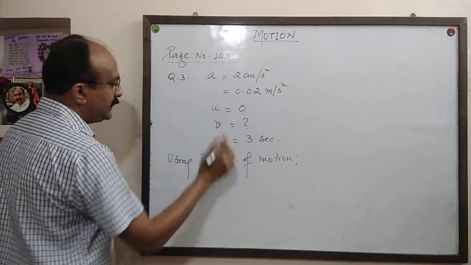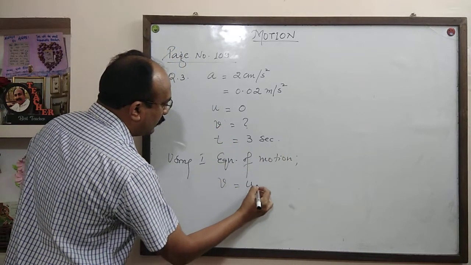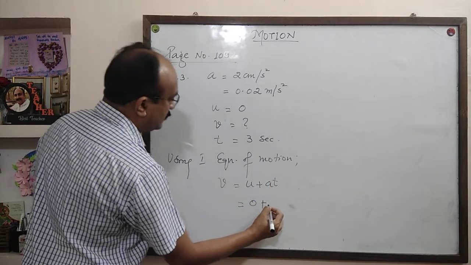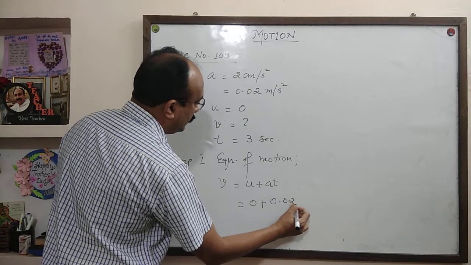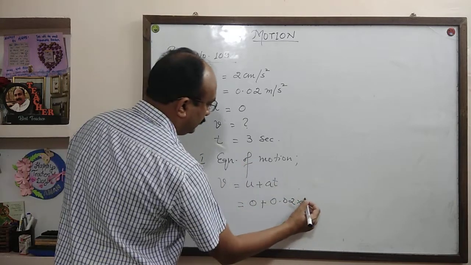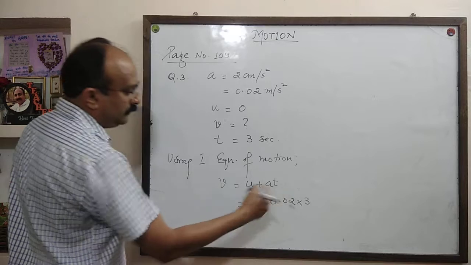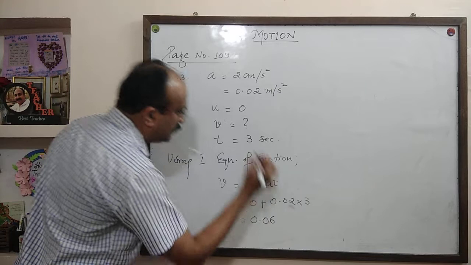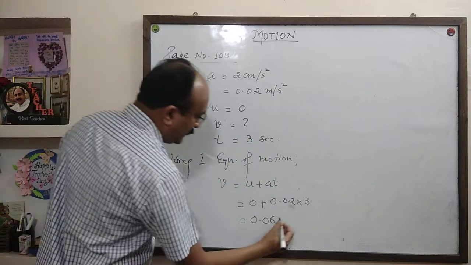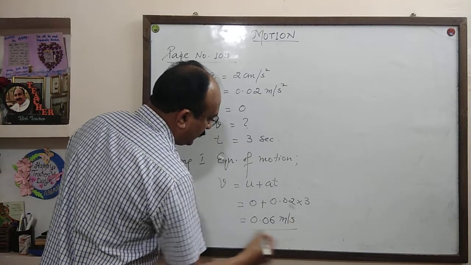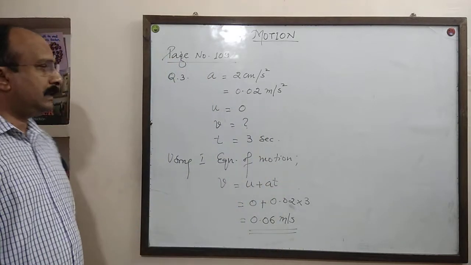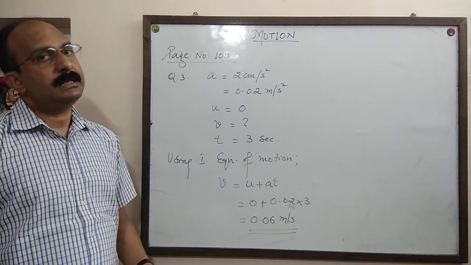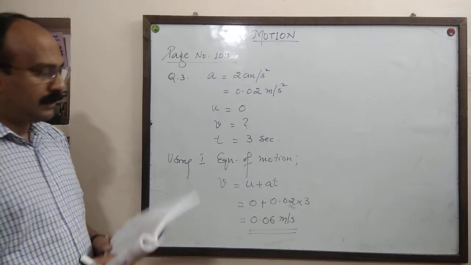what is asked? V is asked. V is equal to U plus AT is equal to 0 plus 0.02 into 3. 3 into 0.02, 0.06 meter per second. So the answer is V is equal to 0.06 meter per second. Now question number 4.